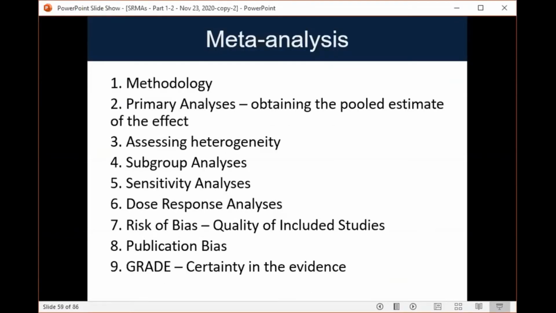Here are the steps in performing the meta-analysis, each of which comes with a lengthy description, but I will just mention them briefly in the interest of time. Again, as with the general steps I reviewed for the conduct of the systematic review, by understanding these steps in the conduct of a meta-analysis, they can help you to critically assess SRMAs, and we'll review them again in a subsequent video.